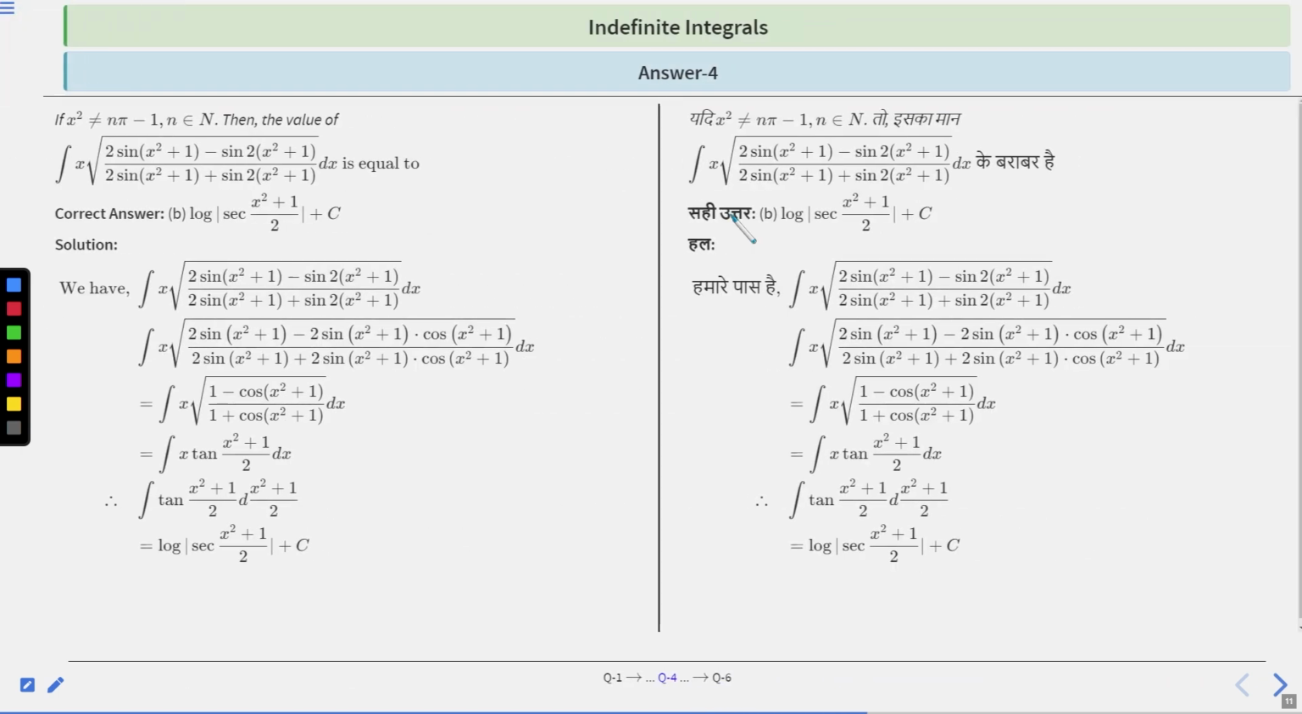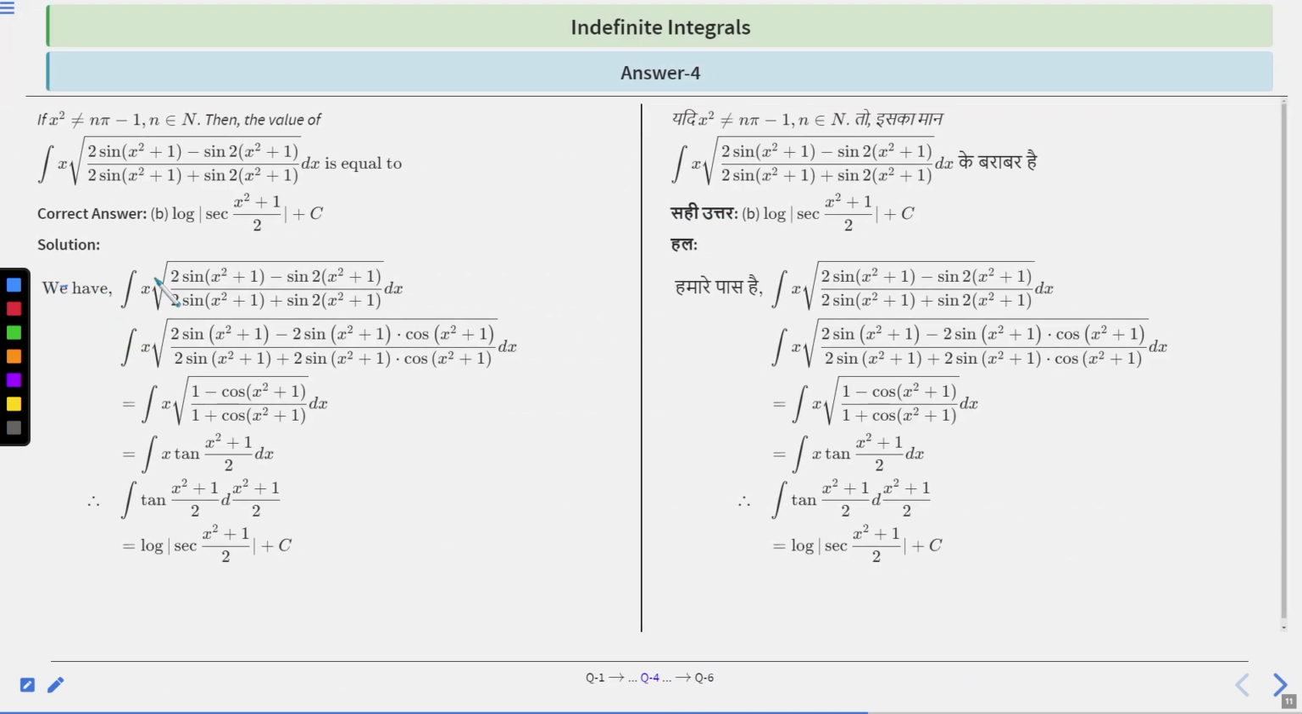Let's move to the solution part. As we have integration of x root over (2 sin(x square plus 1) minus sin(2(x square plus 1))) upon (2 sin(x square plus 1) plus sin(2(x square plus 1))) dx. Therefore, sin of 2(x square plus 1) can be written as 2 sin(x square plus 1) into cos(x square plus 1), and also in the denominator you can write 2 sin(x square plus 1) plus, and again sin 2(x square plus 1), which can be written as 2 sin(x square plus 1) into cos(x square plus 1), right?